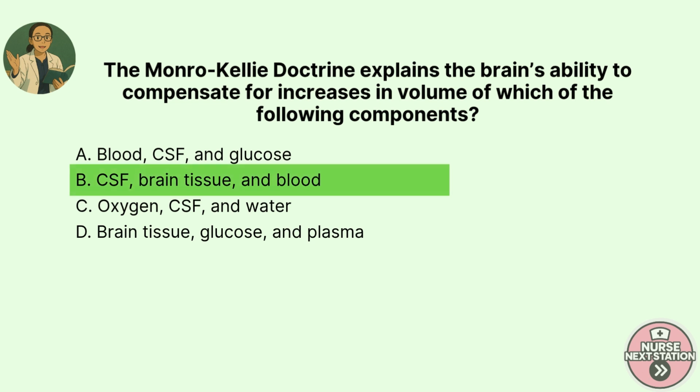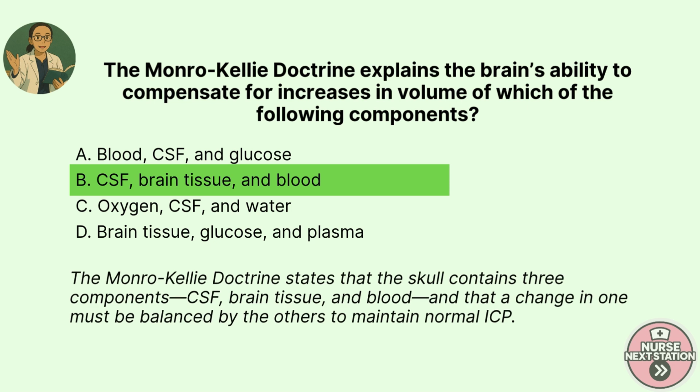Correct answer is B. CSF, brain tissue, and blood. The Monro-Kelly doctrine states that the skull contains three components, CSF, brain tissue, and blood, and that a change in one must be balanced by the others to maintain normal ICP.